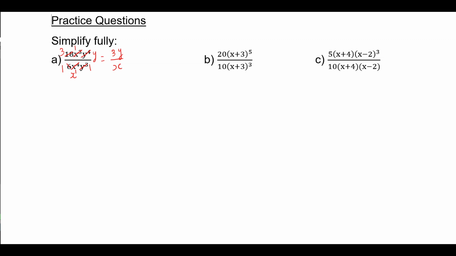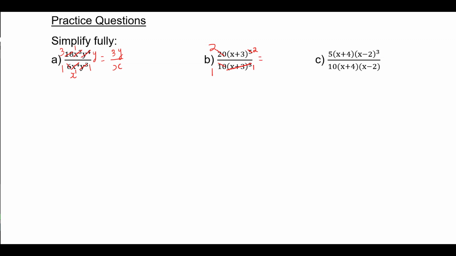In B, I know that 10 goes into 20 twice, 10 goes into itself once. I can divide top and bottom by x plus 3 cubed. On the top, that will give me x plus 3 squared, because if I have 5 take away 3, I get 2. And on the bottom, x plus 3 cubed divided by x plus 3 cubed is 1.